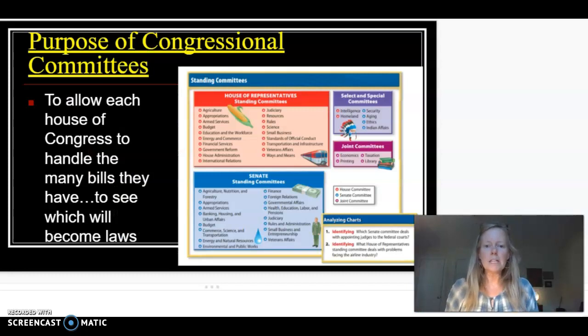Okay. Committees, we're going to go through quickly to this. Forget your gerrymandering.